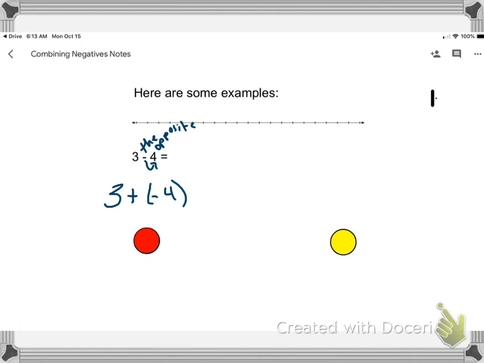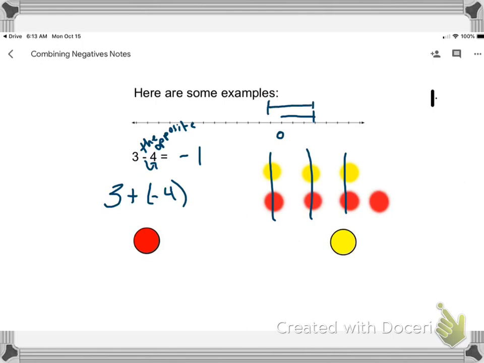And then we can combine these just like what we have been doing. So I'm going to take 3 positives, 1, 2, 3 positives, and 4 negatives, 1, 2, 3, 4. And that gives us 3 zero pairs, and we're left with a negative 1. So then on my number line, let's say my 0 is here. I'm going to move to positive 3, and then I'm going to come up here and move negative 4. So then I wind up at that negative 1 spot. So very similar to what we're doing, but again, you need to change your vocabulary a little bit.